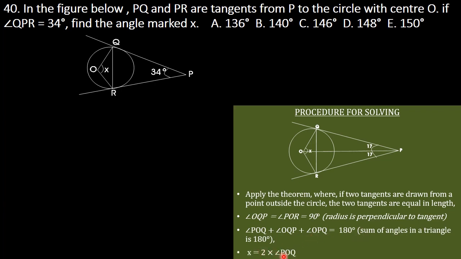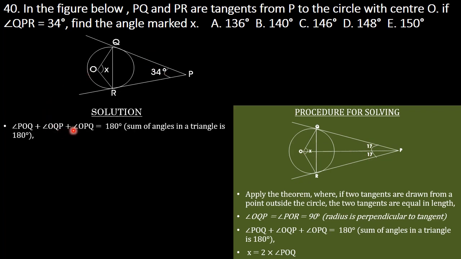Split this diagram into two, because this line and this line are equal. When we separate it into two, we have 17 degrees here and 17 degrees here. It makes 34 degrees. Let's check the solution. Angle POQ plus angle OQP plus angle OPQ is equal to 180 degrees. That is, the sum of angles in the triangle is 180 degrees.